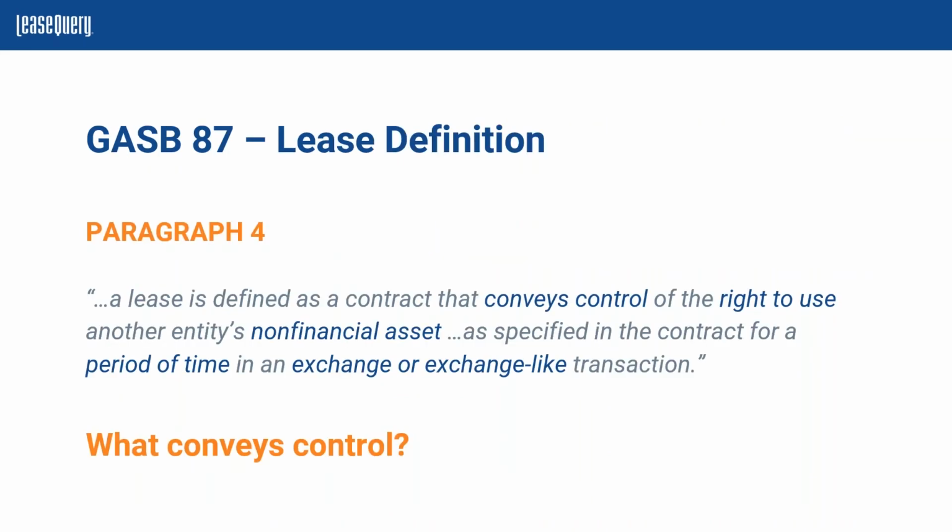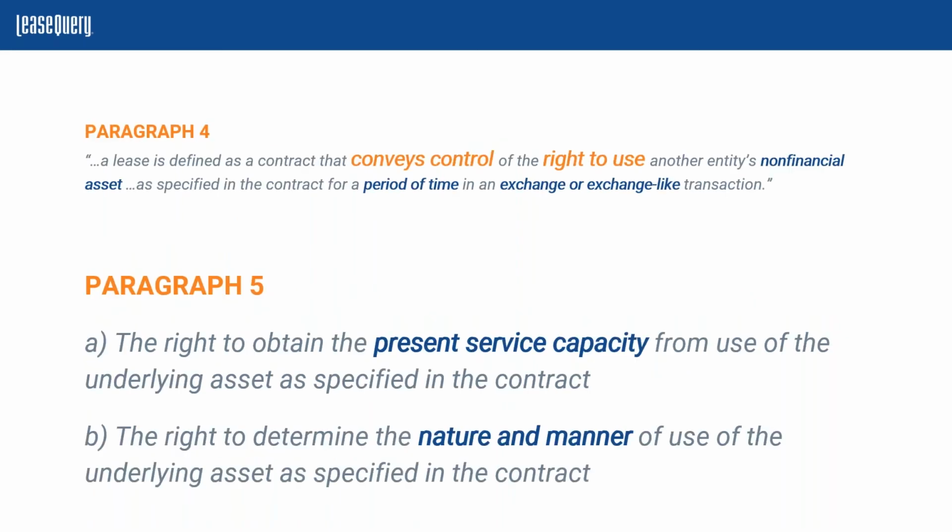So per GASB 87, a lease is defined as a contract that conveys control of the right to use another entity's non-financial asset as specified in the contract for a period of time in an exchange or exchange-like transaction. Starting with control, we need to decide what actually conveys control. Lucky for us, this is defined within GASB 87 itself, in paragraph 5. Paragraph 5 defines control as having the right to obtain the present service capacity from using the underlying asset.